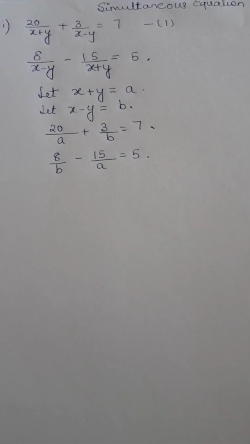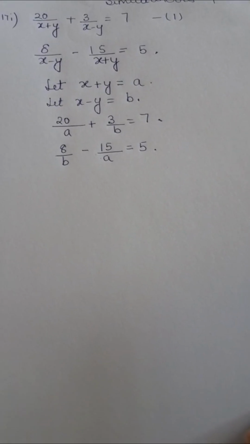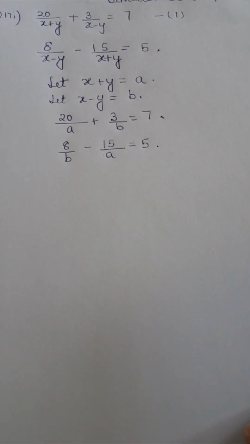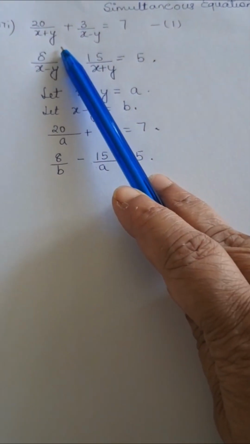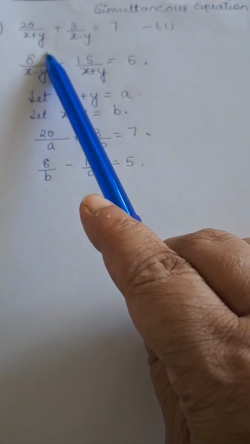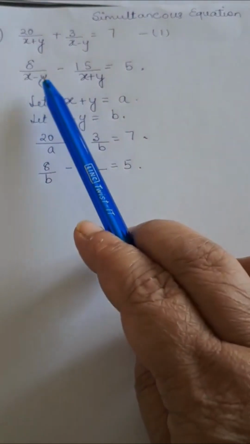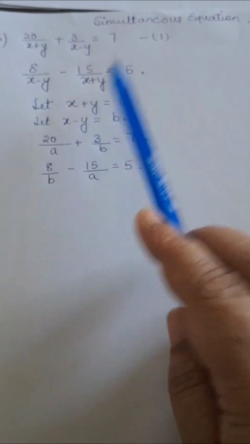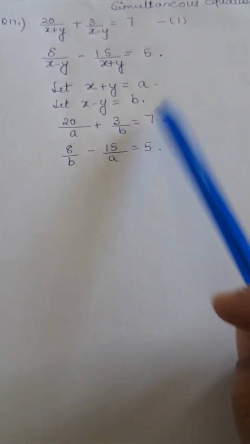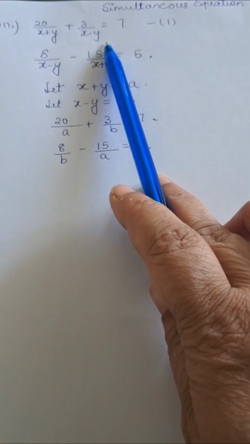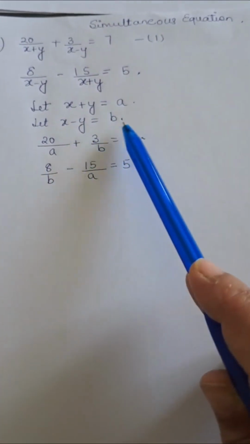Hi, today we'll be seeing simultaneous equations in which the variables are joined, meaning they are compounded, and they are in the denominator. In the first equation the denominators are x plus y and x minus y. In the second equation there is again x minus y and x plus y. So what we will do here is convert x plus y and x minus y into, let x plus y be a and x minus y be b.